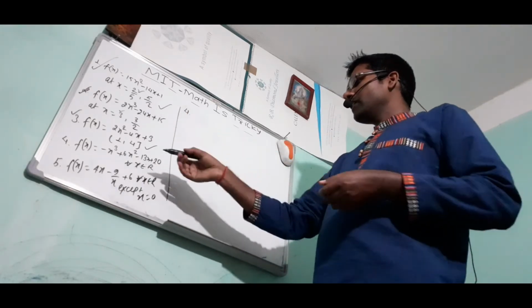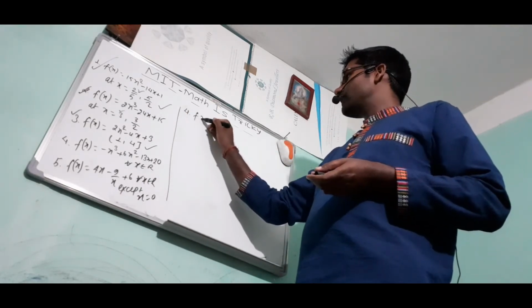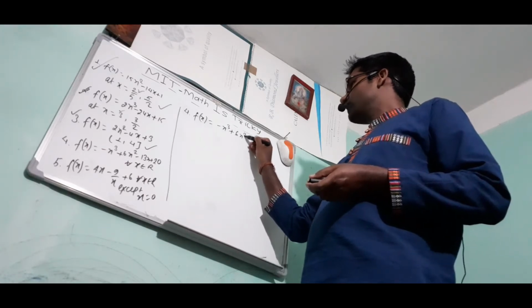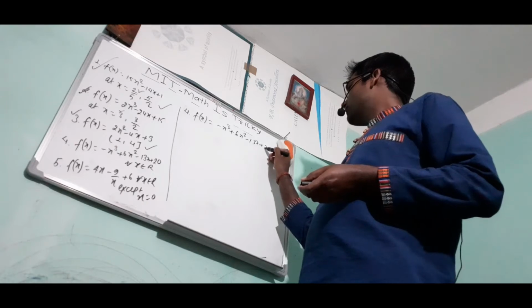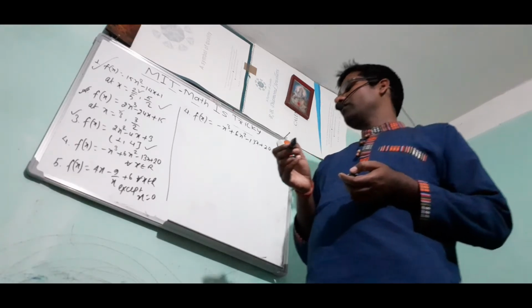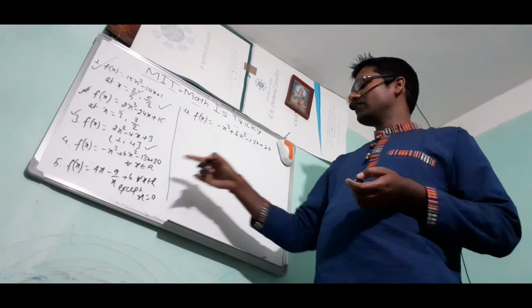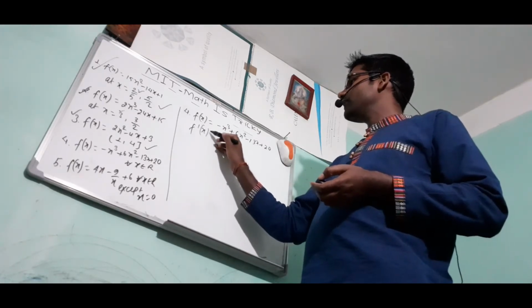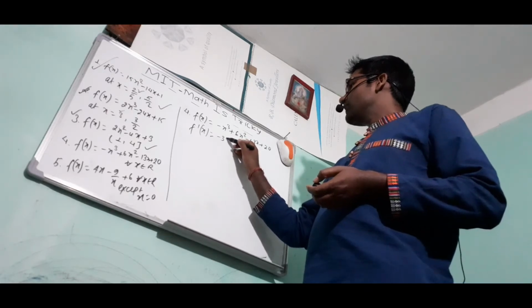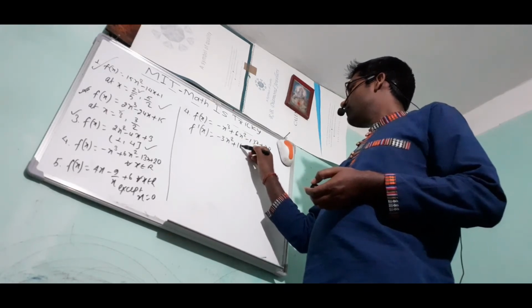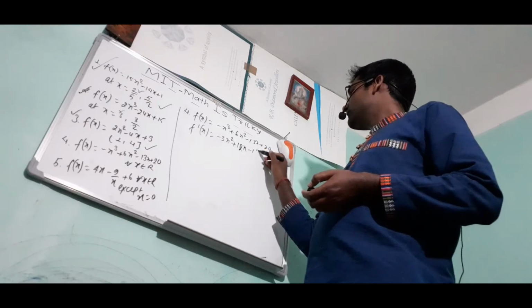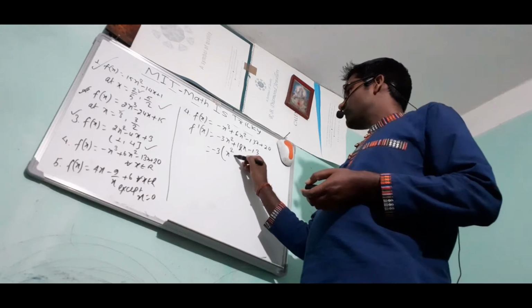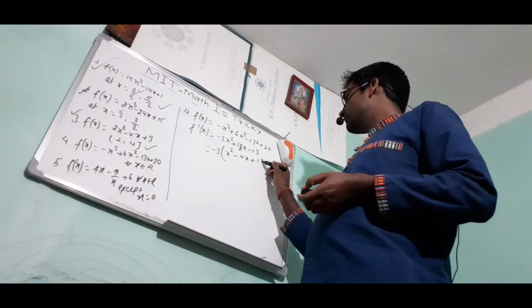Question number 4. We are given another function f(x) equals minus x cube plus 6x square minus 13x plus 20. And now we are going to check whether it is increasing or decreasing for all the real values of x. So as before, we'll find the first derivative, and we can see here minus 3x square plus 12x minus 13. So we can take minus 3 as common, so that will be getting here x square minus 4x plus 13 by 3.